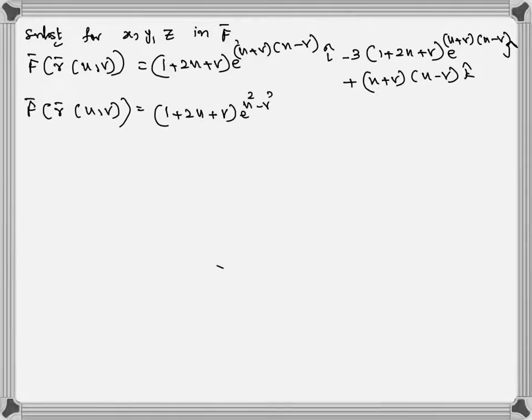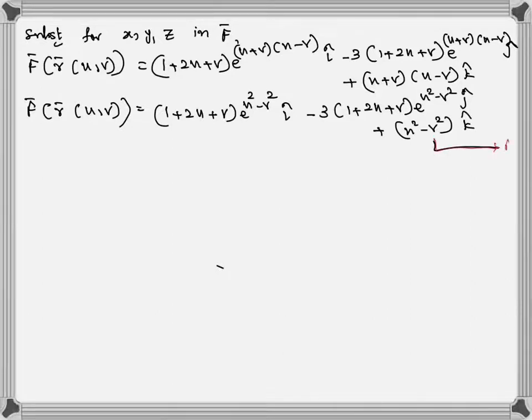1 plus 2u plus v e to the exponent u squared minus v squared i, minus 3 times 1 plus 2u plus v e to the exponent u squared minus v squared j, then u squared minus v squared times k. We'll call it step A. R_u cross R_v, we already found out. That would be 3i plus j minus 2k from step 4.